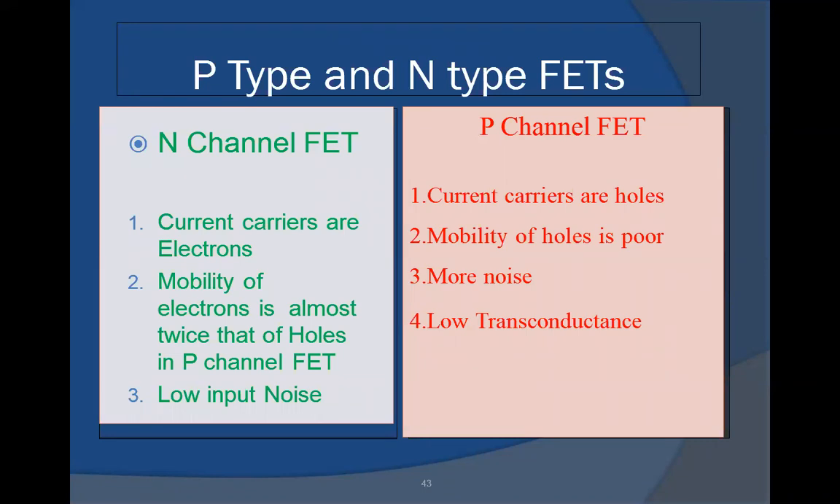This is P-type and N-type FET comparison based on the current and mobility of electrons. The mobility of the electron is almost twice that of holes in the N channel. Here the mobility of hole is very poor. Here in N channel the current carrier will be electron. In P channel it is hole. Here noise will be very low in the input, but in P channel there is low transconductance and noise will be very more.